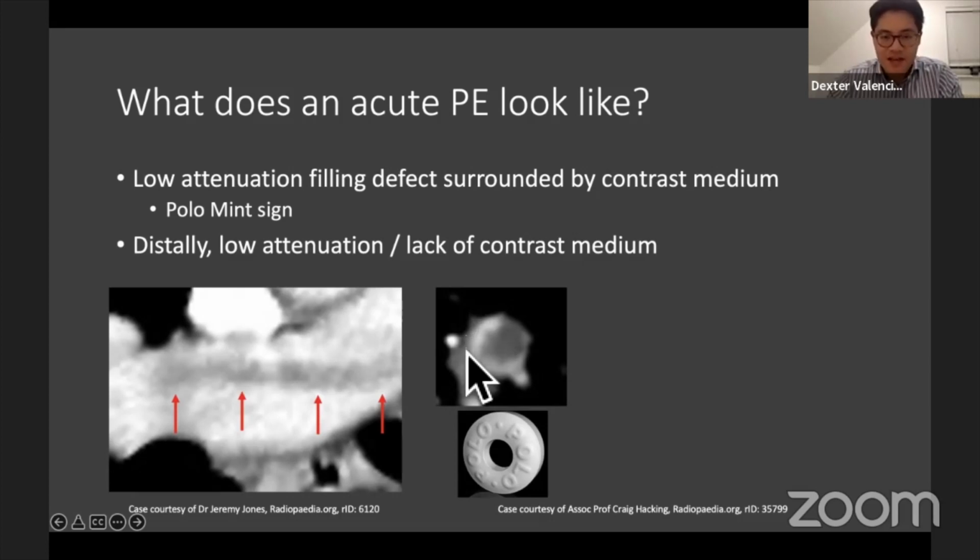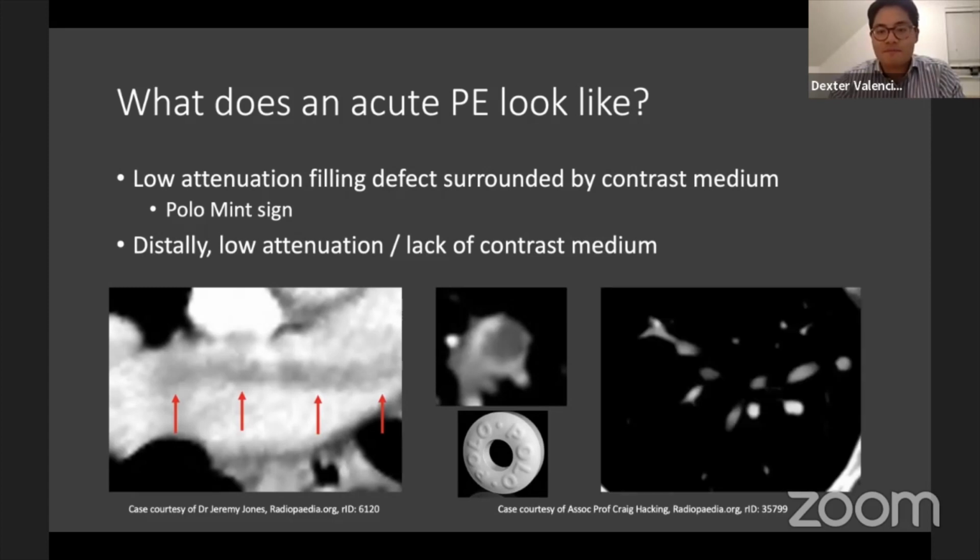You can see this is a pulmonary artery looking in the axial plane, so looking right into the vessel. We can see that there's a low attenuation or dark circle within the middle of it, and that's the thrombus within the middle of the pulmonary artery. So that's the polo mint sign.